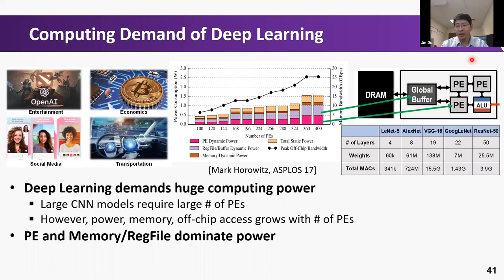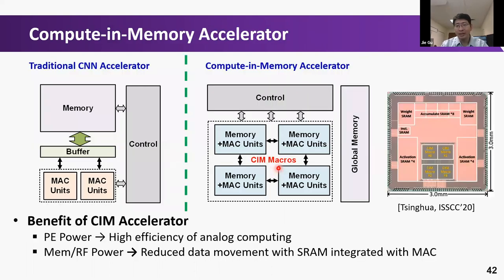And even as you scale up the PE array, we see that the PE operation and also the data movement across this memory hierarchy dominate our overall power consumption. And this inspired people to build computing-in-memory accelerators. So on the left side of this slide, we see the traditional CNN accelerator where you have a MAC unit and a memory, and the data keep transferring between them. So that creates some loss of efficiency.